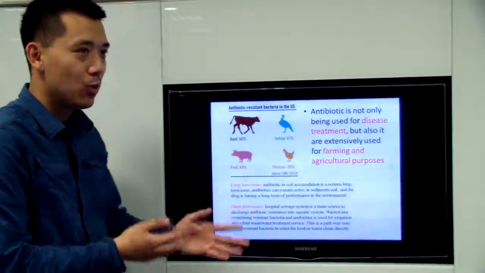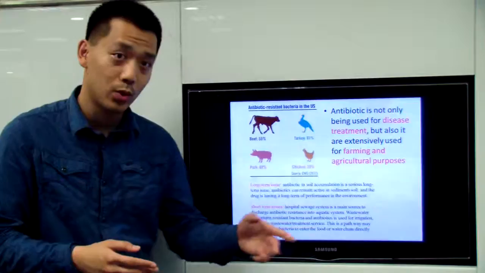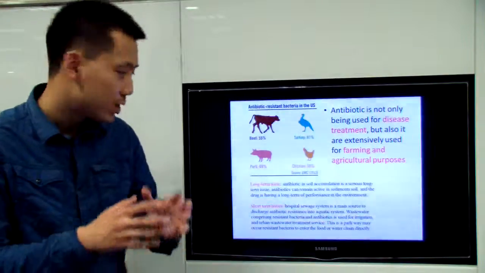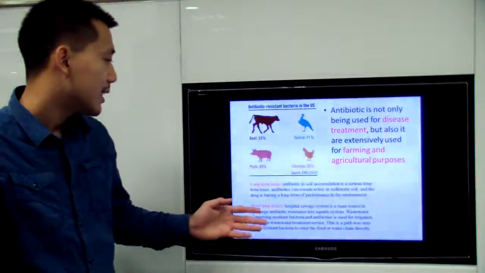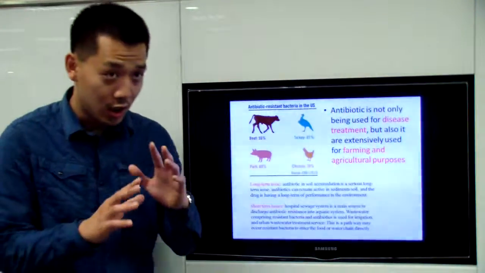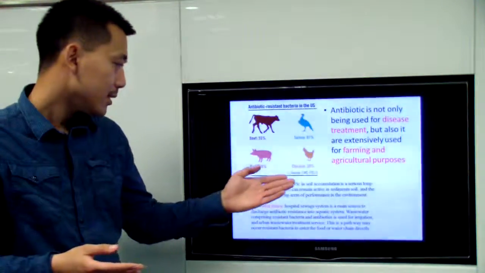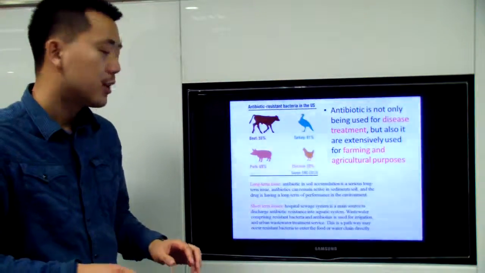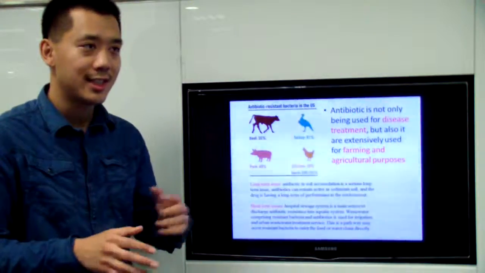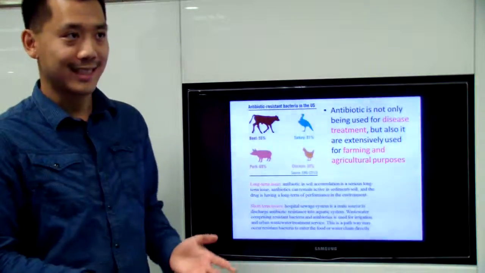Let's see what happens after antibiotic bacteria spread into the water system. Antibiotic bacteria accumulation in soil is a serious long-term issue, as antibiotics can remain active in sediment and soil, and the drug has a long-lasting impact on the environment. The short-term issue is that the hospital sewer system is a main source discharging antibiotic bacteria into the aquatic system.